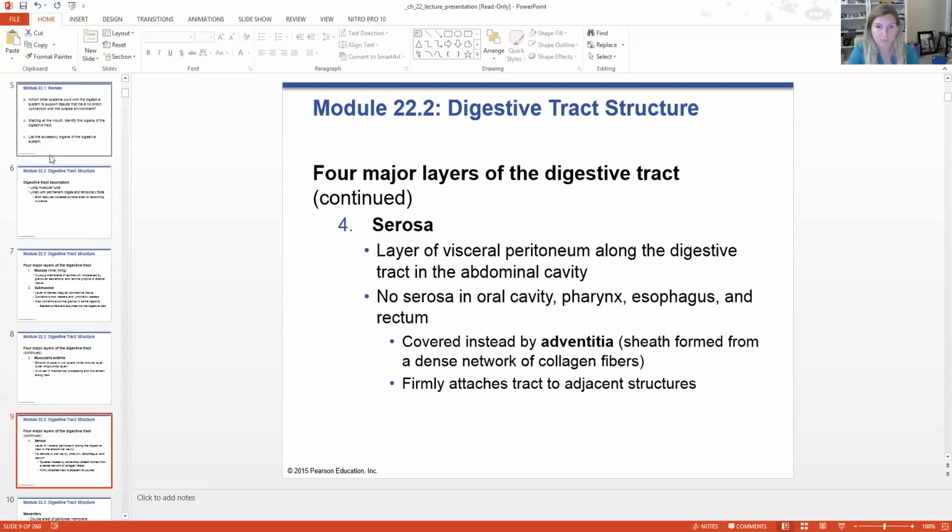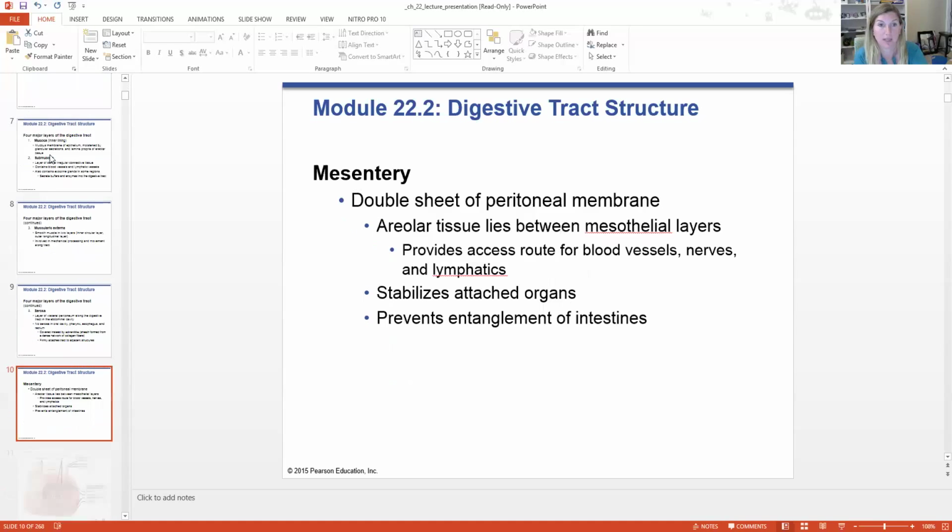The collagen fibers form a layer called the adventitia, which is within the other cavities, the esophagus and rectum. It's just attaching those muscles from the muscularis externa to the other structures, holding everything in place.